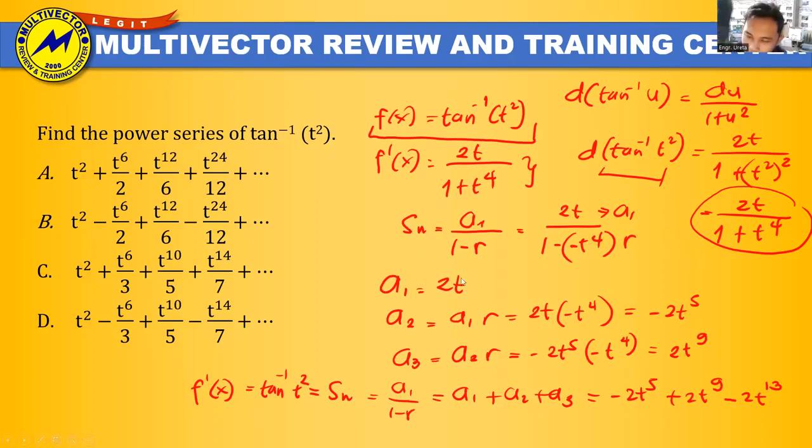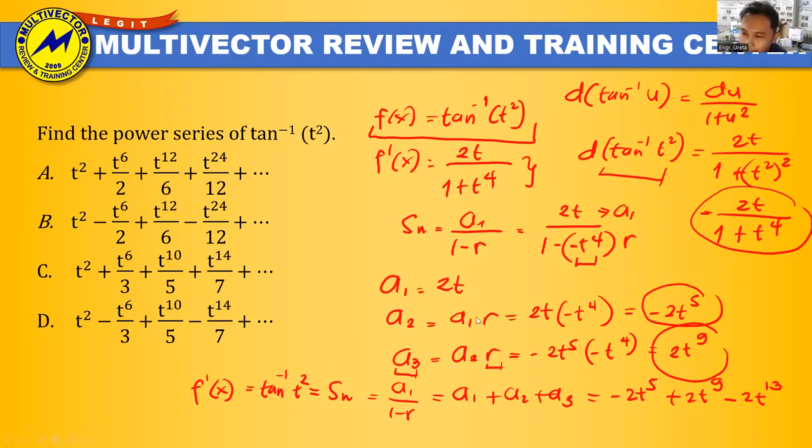Under the infinite geometric progression, sum lang yan ng a1, a2, up to infinity. So a1 is just equals to 2t, while our a2 is just a1 multiplied by r. Therefore a2 is 2t multiplied by negative t raised to 4, kaya yung a2 natin negative 2t raised to 5. Yung a3 naman is a2 multiplied by r, which is negative 2t raised to 5 multiplied by negative t raised to 4. Same lang din sa ating a4. Of course, infinite yan.